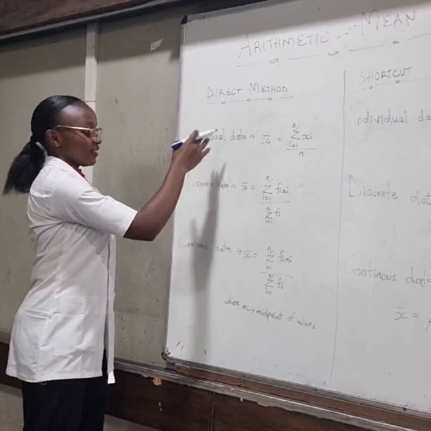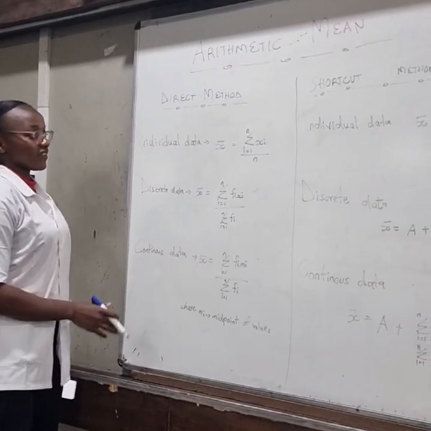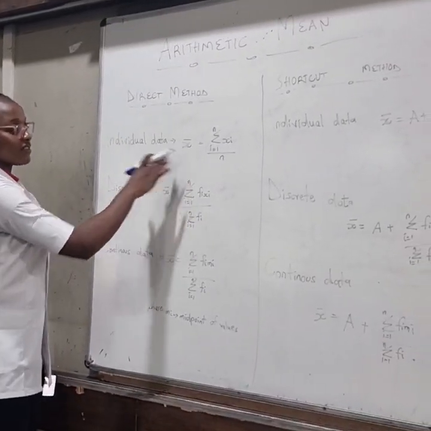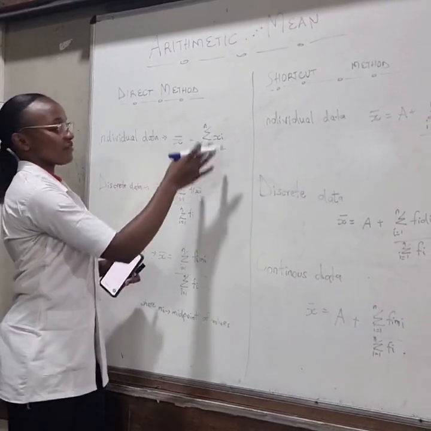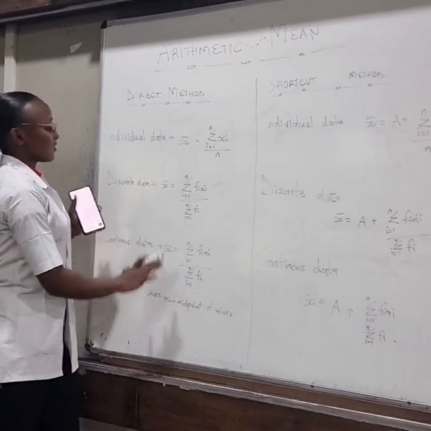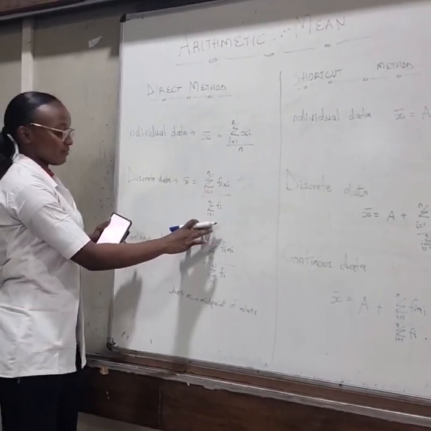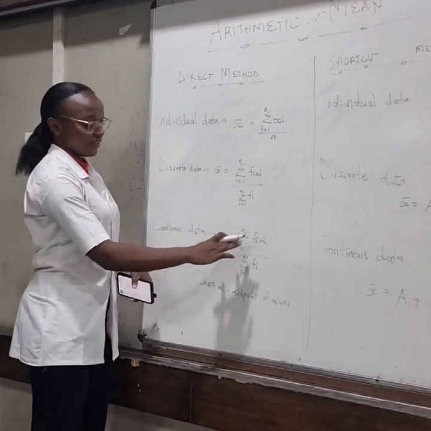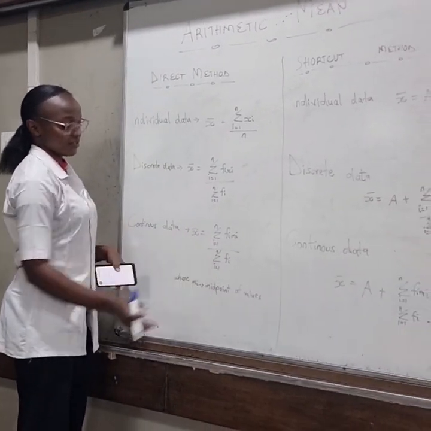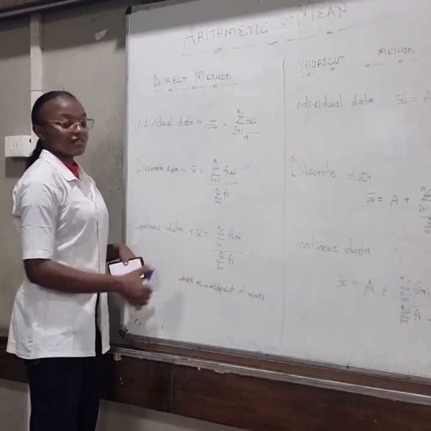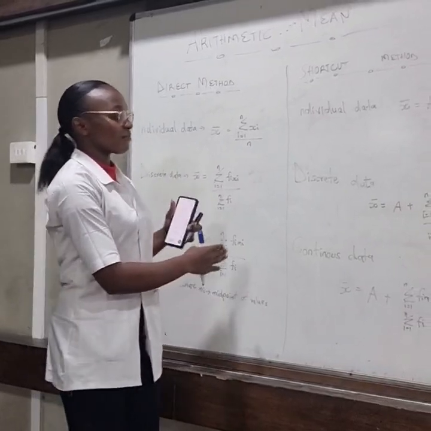Arithmetic mean can be calculated differently for the different types of data. For individual data, the mean, which is represented by x bar, is given by the summation of xi over n. For discrete data, the mean is given by the summation of fi xi divided by the summation of fi, and for continuous data, the summation of fi mi divided by the summation of fi. But in this, mi means the midpoint. So I'm going to give you examples for this.